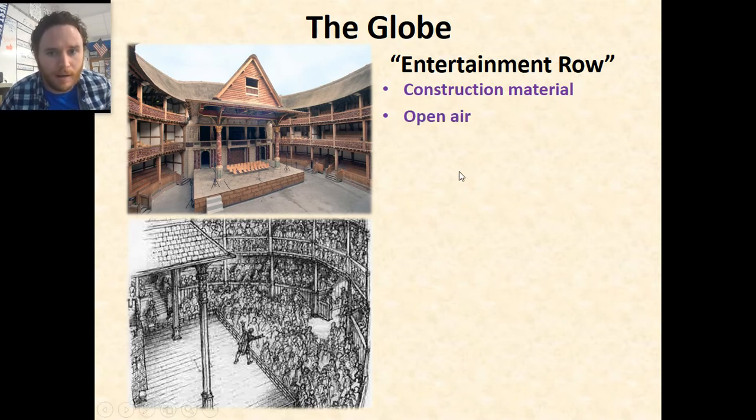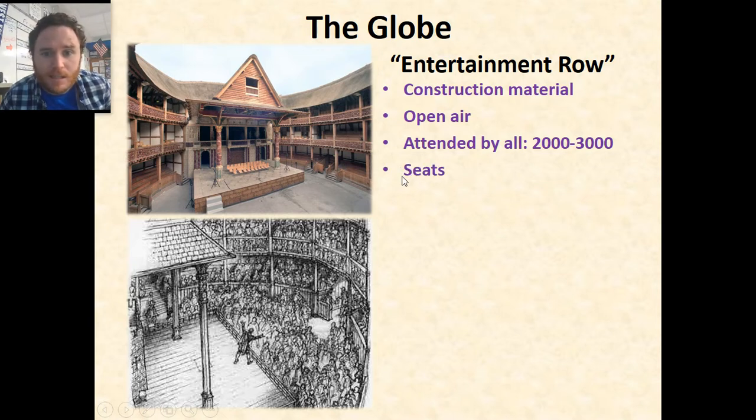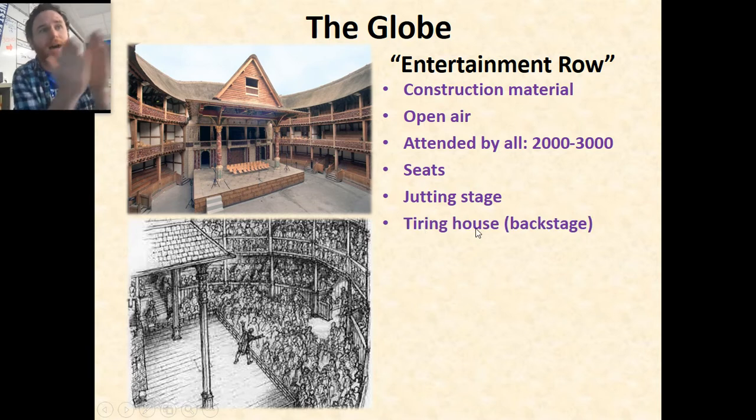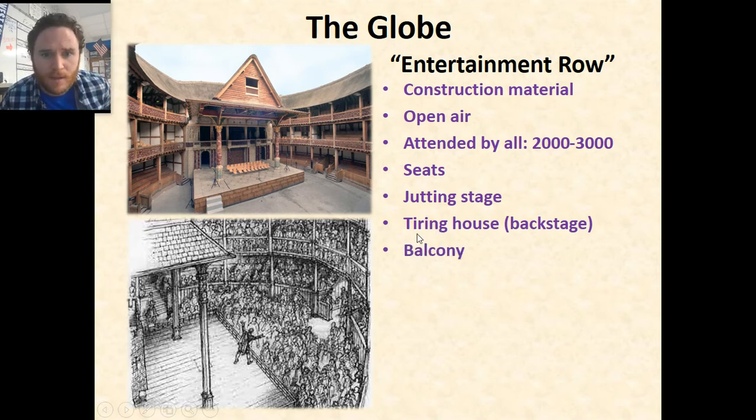It was open air, and that created, with all the people attending, all the different balconies and seats, a sense of maybe dangerous. The stage jutted out right in the middle, and they had a tiring house where you would retire to the backstage area after you were on stage. You retire and maybe do a costume change and rehydrate. The balcony was usually considered for the upper class people, including the queen herself, Queen Elizabeth. So she would be kept away from the action down front and away from some of the lower class people that couldn't afford a seat.